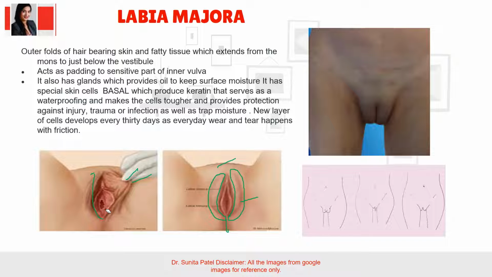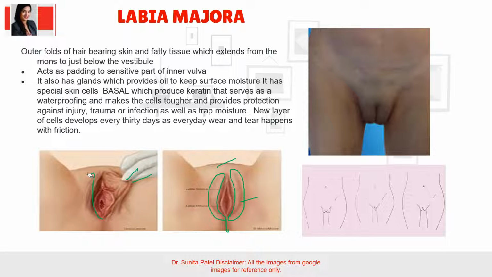And they are the protective doors outside. So protective door skin, we can say. It acts as padding to the sensitive part of the inner vulva. It also has the glands. Now, it has the same surface or structure which is present in the mons. The mons has fatty tissue, it also has fatty tissue. The mons has apocrine glands, it also has apocrine glands. And the mons has hair, it also has hair. It means the hair follicles will also be present here.